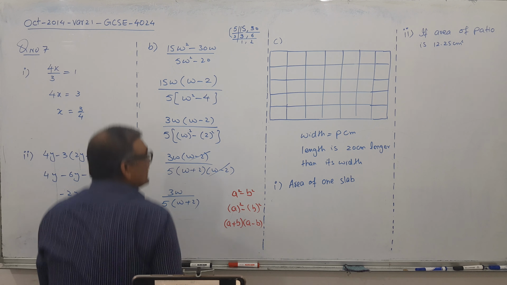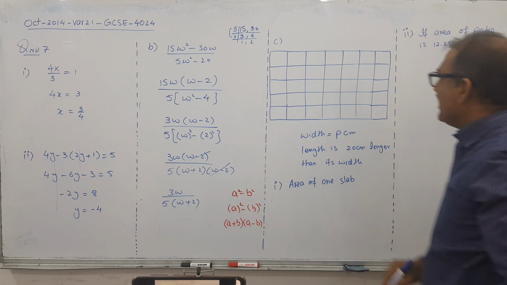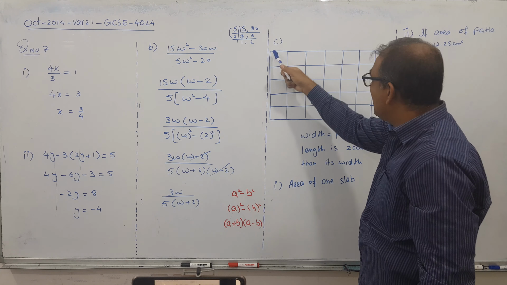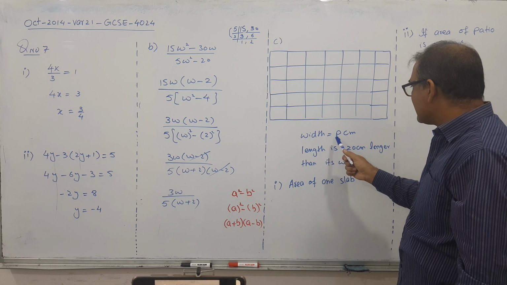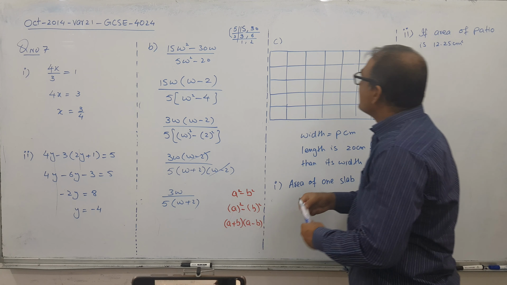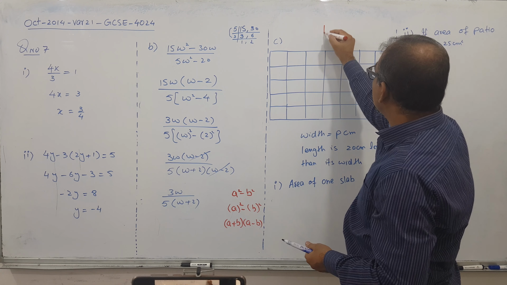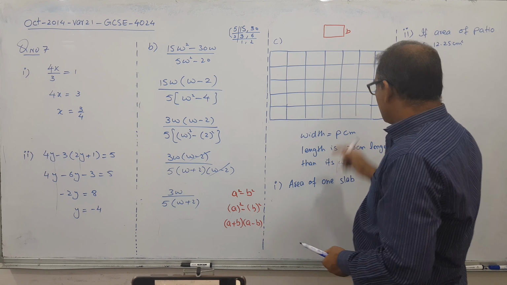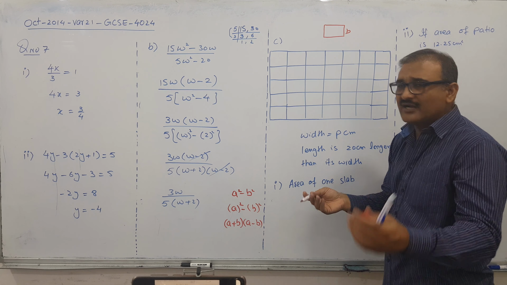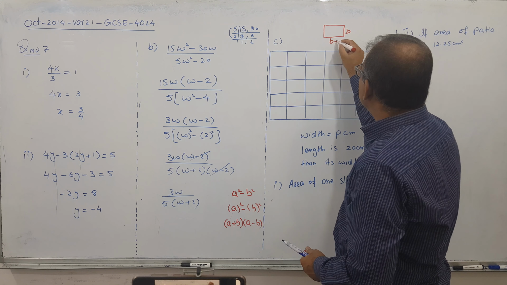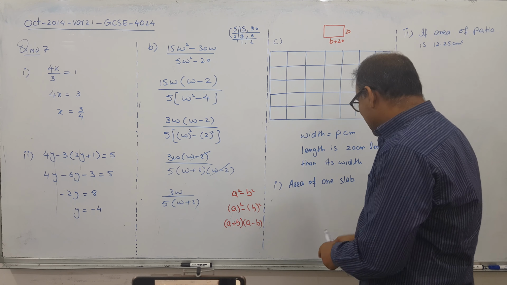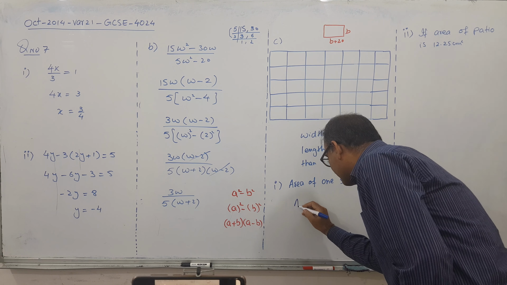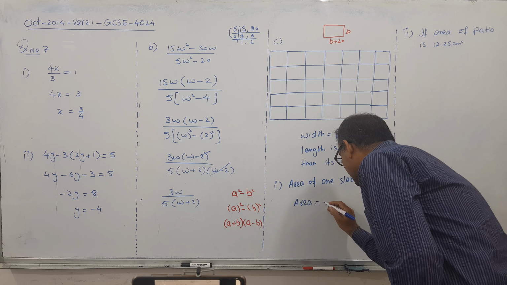Okay, done. Let's come to this question. So we have a C part, and he's saying that this is called a slab. This is called one slab, okay? And he said that the width is P. So it means this, I show you this is one slab, okay? The width is P, and the length is 20 longer. Longer means adding. So P plus 20. So he is asking what is the area of the one slab.